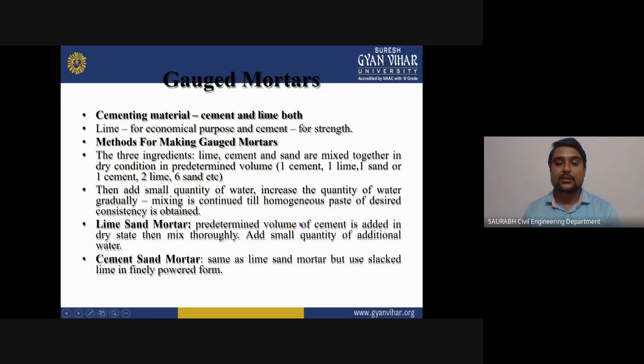Lime sand mortar: a predetermined volume of cement is added in the dry state, then mixed thoroughly. Add a small quantity of additional water. Cement sand mortar is the same as the lime and sand mortar but uses slaked lime in finely powdered form.